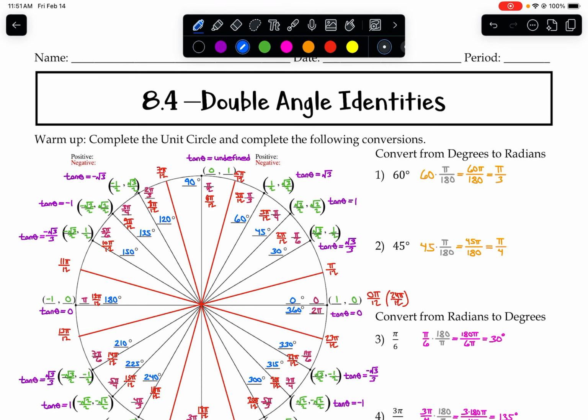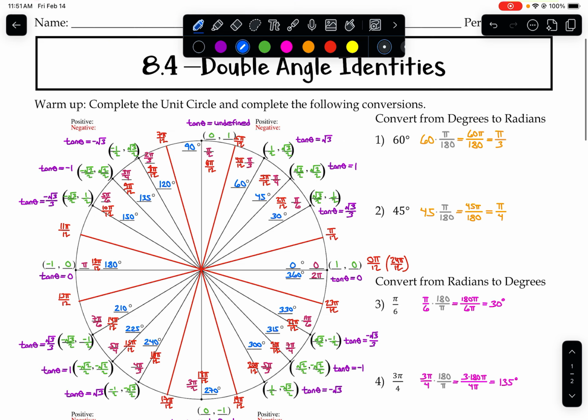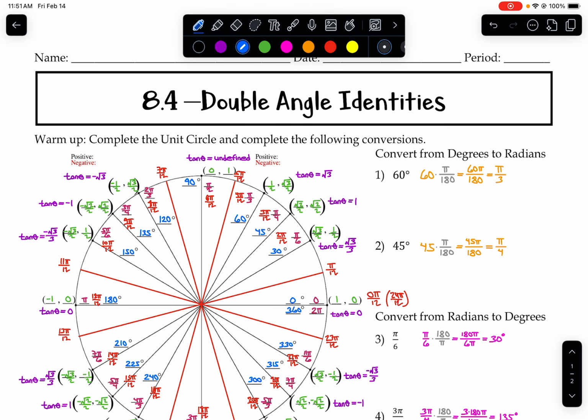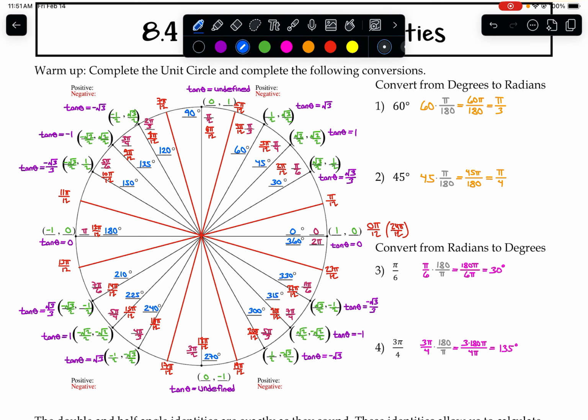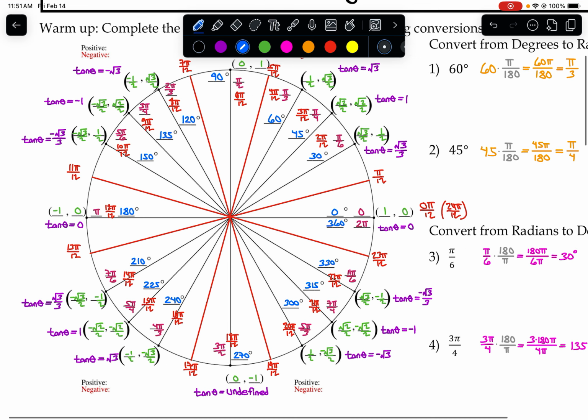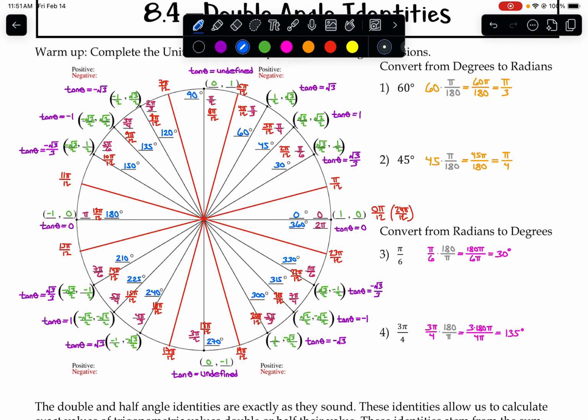Hi everyone. All right, now for this lesson, we're going to be talking about what we call double angle identities. I know previously we talked about sum and difference identities, but now we're going to build on those sum and difference identities and expand that into what we call double angle identities. As you can see, I really just took the unit circle from the sum and difference identities. I kept the values using a common denominator of 12 and just wanted to build on this.